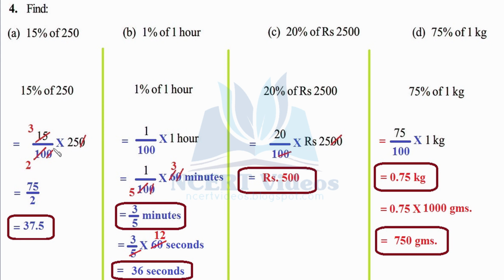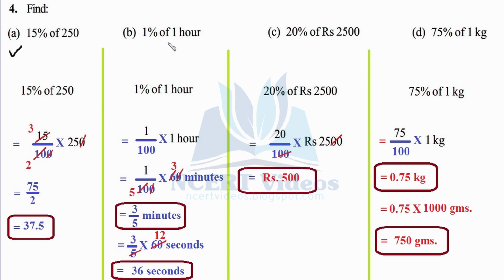Now simplify it. Zeros cancel. 3 fives are 15, 2 fives are 10. Further, not reducible. Multiply it. 25 times 3 is 75 over 2. And half of 75 is 37.5. So 15% of 250 will be your 37.5. That is your A. Similarly, we will do the rest of the parts.